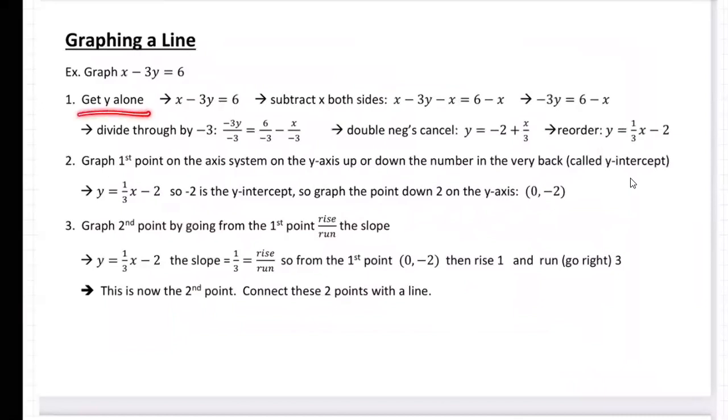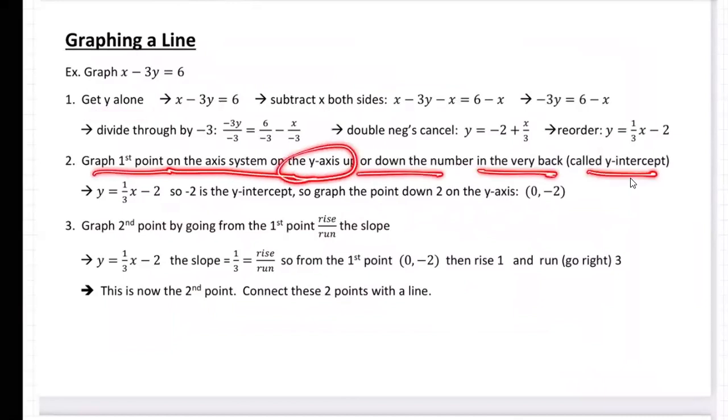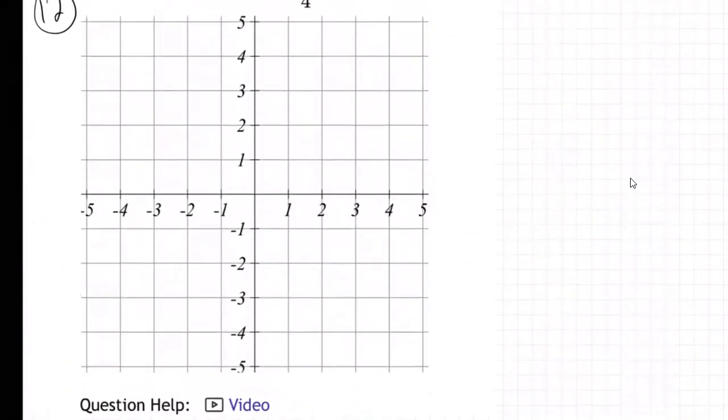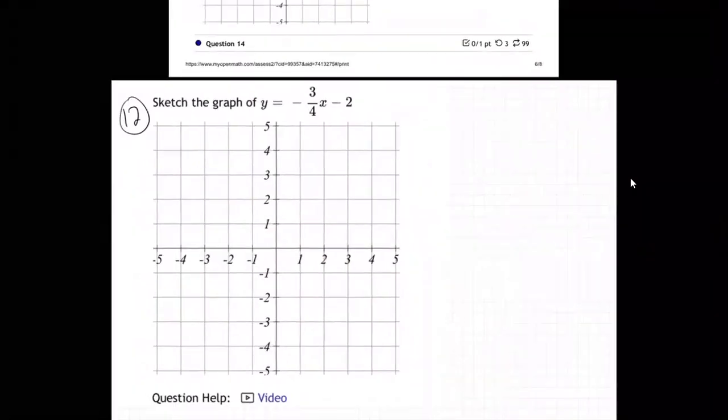Step 1, get y alone. Ours already is alone. Step 2, graph the first point on the axis system, on the y-axis, up or down the number at the very back called the y-intercept. All right, so let's go to it. So let me bring it over here for us. So y equals minus 3/4 x minus 2.